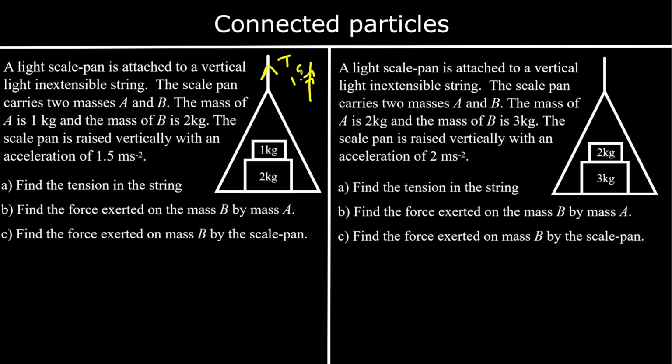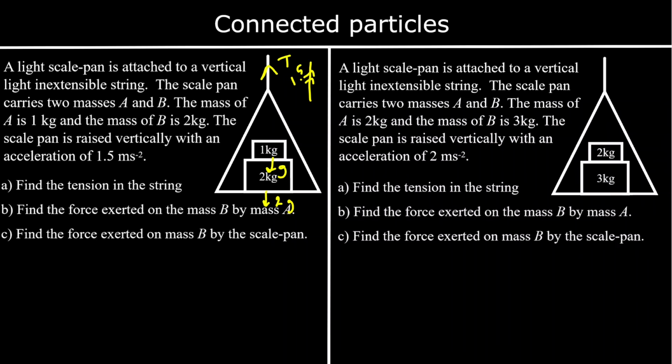per second squared. If we look at the whole system, the normal reactions, the force of A on B is going to be the same as the force of B back on A. The force of B onto the scale pan is going to be the same as the force of the scale pan back onto B. So those normal reactions are going to cancel out. All we're actually going to have is the 2g, the weight of B, and the 1g, the weight of A. So the only forces for the whole system is T, and then the weight, which is 3g.